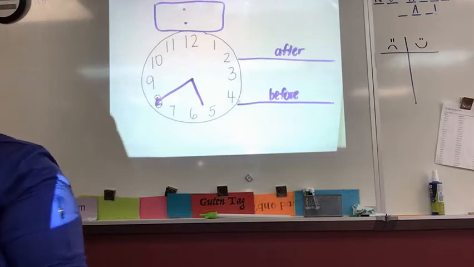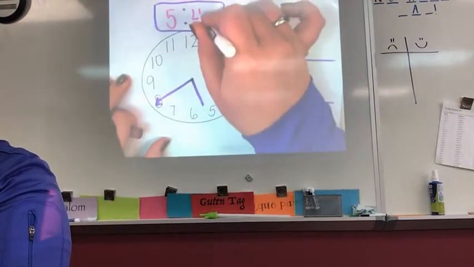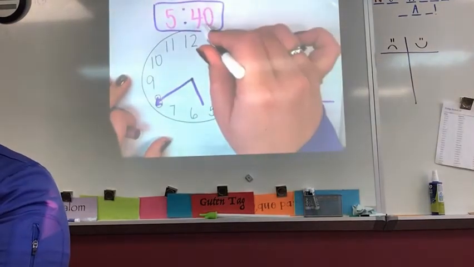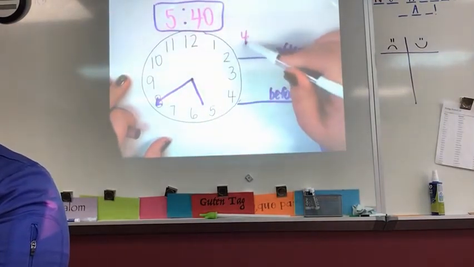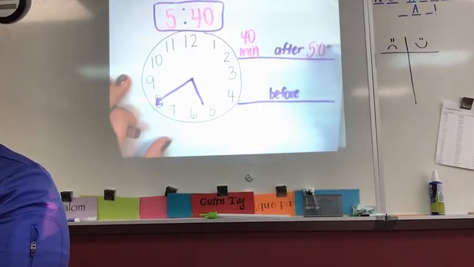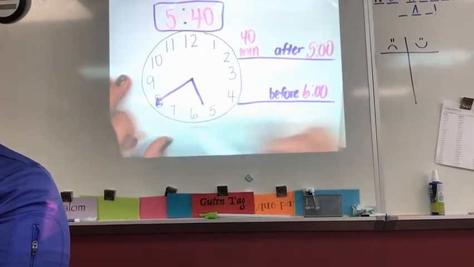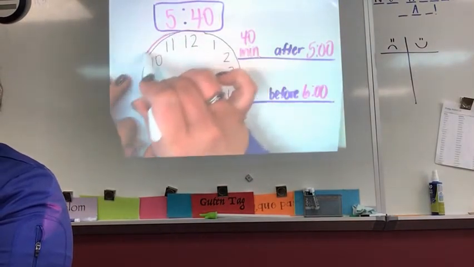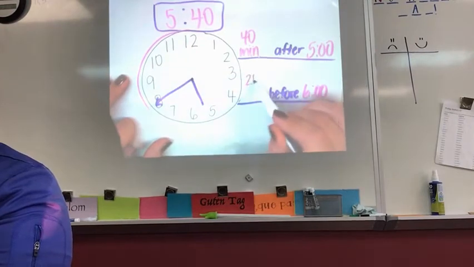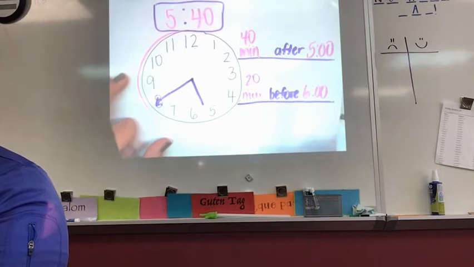All right, quick speed check. The time on this is 5:40, which means that I have gone 40 minutes after 5 o'clock. I am in between 5 o'clock and 6 o'clock, and I know that I've got 5, 10, 15, 20 minutes to go before I get to 6 o'clock. How'd you do?